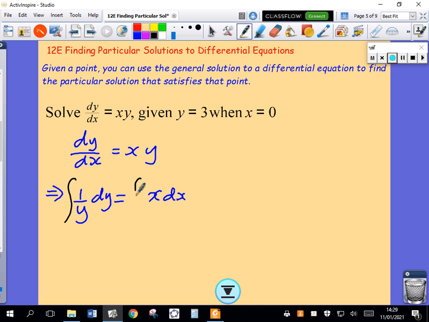And now I'm going to take the antiderivative on both sides. Just like before, the antiderivative of 1 over y is the natural log of the absolute value of y. And that's equal to, well, the antiderivative of x with respect to x is x squared over 2, plus c, the constant of integration.